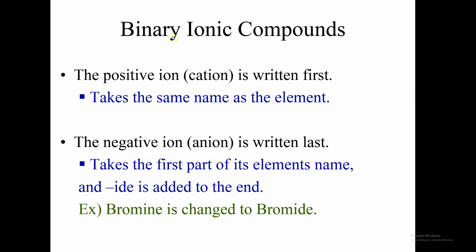Now, binary refers to 2. So when we're talking about ionic compounds, you have the positive cation, which is written first. That's going to be the name of the element. And your negative ion is going to be written last. In this example, you're going to change it to IDE. So instead of being bromine, it's going to be called bromide for anions.